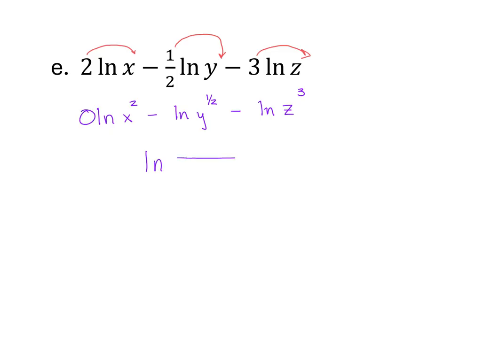x squared, this is positive in the front, so it goes on the top. We have a minus natural log of y to the 1/2, so the y to the 1/2 is going to go on the bottom. We have a minus natural log of z cubed, which means that our z cubed is also going to go on the bottom. And just to kind of practice, I want to rewrite my 1/2 as a root. And so what we have is the square root of y. It doesn't matter where you put these things. I'm going to put the z cubed in front, just because I want to make sure it does not look like it's inside that square root. And we're done. This is combined, and that's all we can do with it.